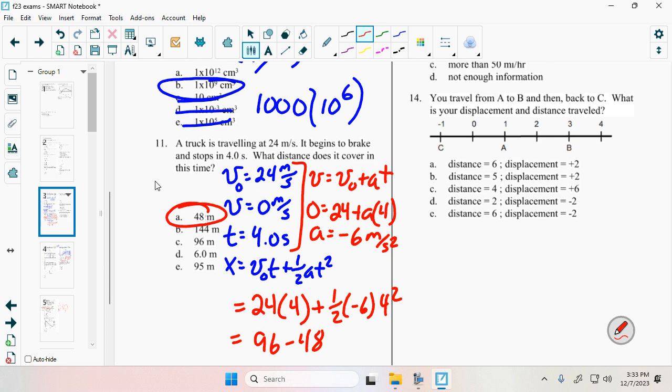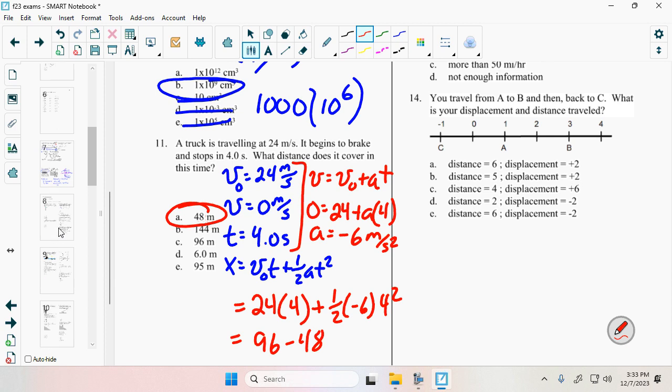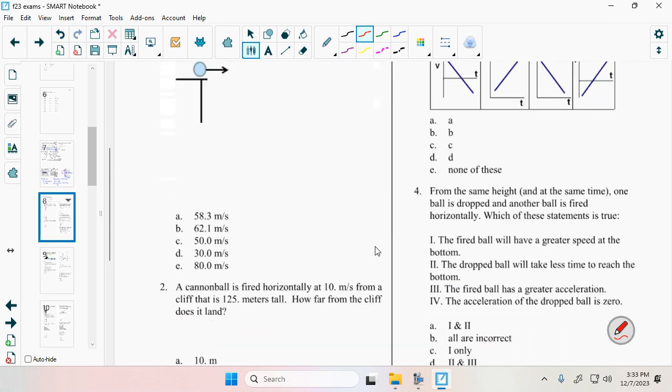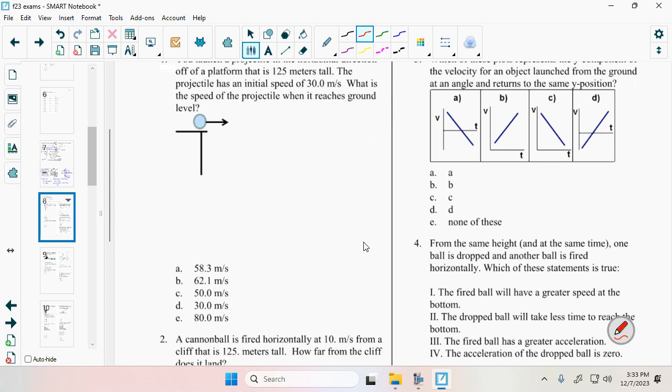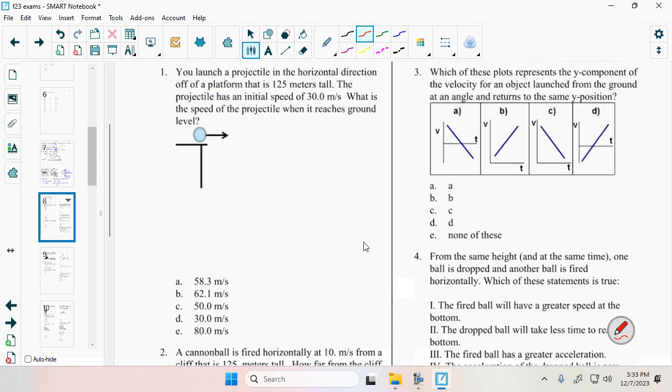Exam 2. Equal numbers of questions from each exam. Exactly 10 questions from every exam. You're going to see more projectile motion. In fact, I don't remember which one it is. One of these is on, but these are very similar.